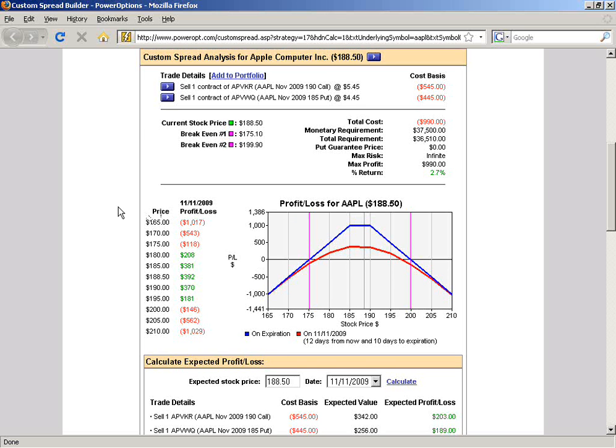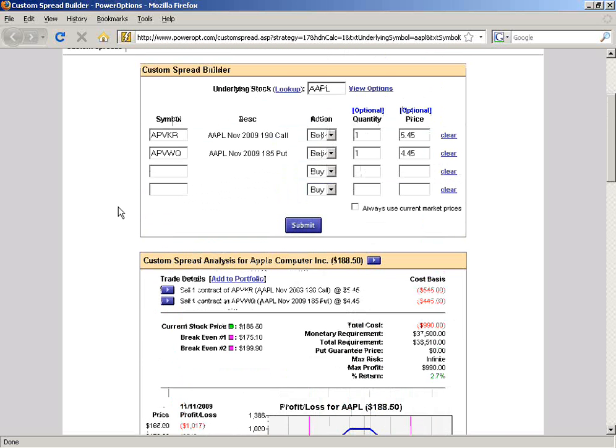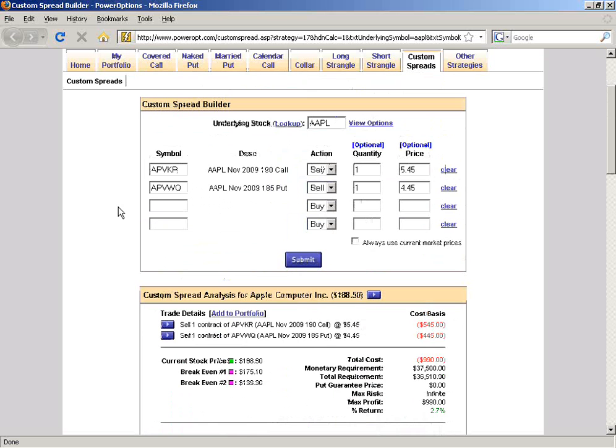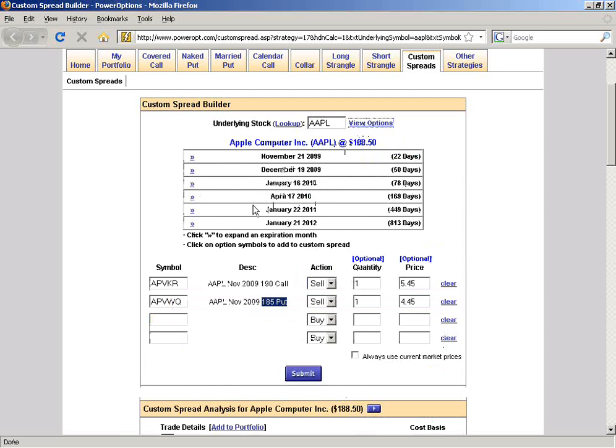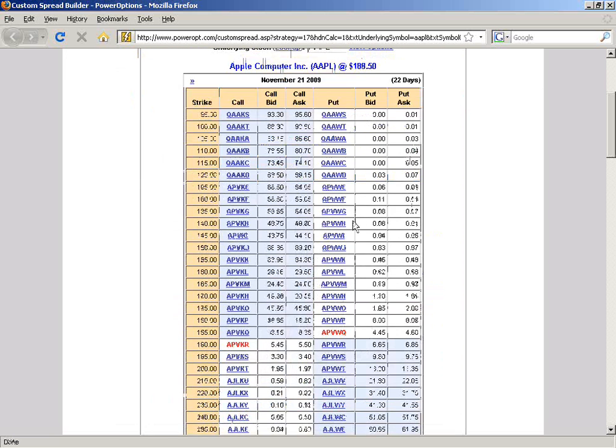I wouldn't enter this trade, but if I was neutral on Apple, a trade that I might enter is turning this into an iron condor. So I've sold the 190 call and a 185 put. To turn this into an iron condor, let's just keep things simple. I don't know what the profit and losses are going to be. Let me look at the November options.